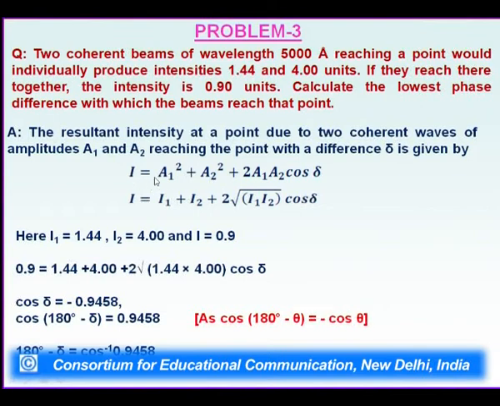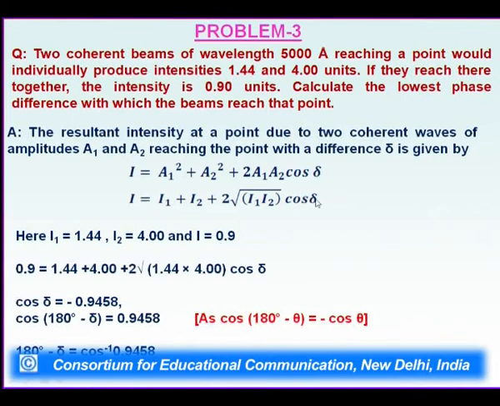Then we can write it as I is equal to A1 square plus A2 square plus 2A1A2 cos delta. Intensity I is directly proportional to the square of the amplitude. So we write it in terms of intensity: I is equal to I1 plus I2 plus 2 root I1 I2 cos delta. I1 is equal to 1.44, I2 is equal to 4, and I is equal to 0.9.